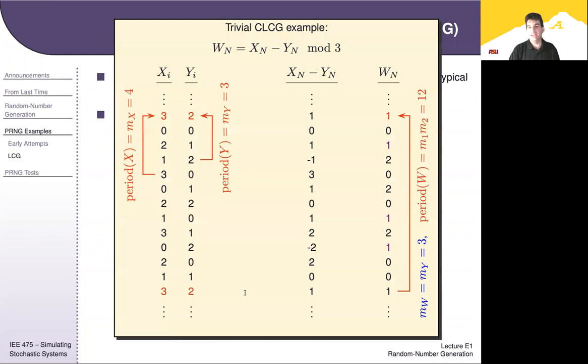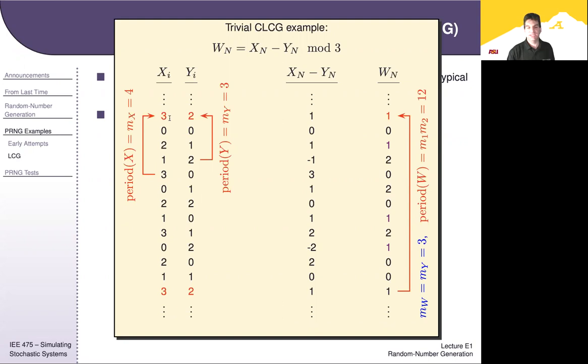So here's a simpler example worked out for you. Here is a linear congruential generator that has a period of 4 in X. Here is a linear congruential generator with a period of 3 in Y. So you can see 3, 0, 2, 1, 3, and then it's going to repeat 0, 2, 1, 3, 0, 2, 1, 3. It repeats every 4. In Y, it repeats every 3. 2, 0, 1, 2, 0, 1, 2, 0, 1, repeats every 3.